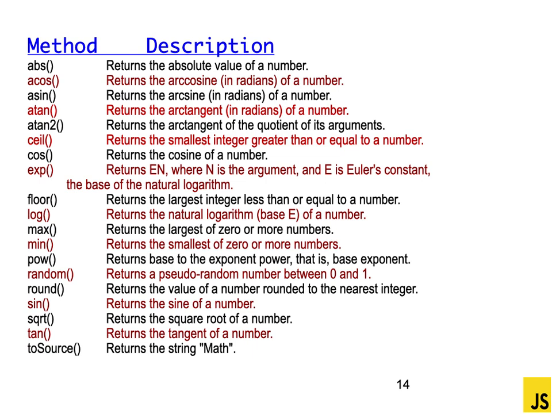round returns the value of a number rounded to the nearest integer. sign returns the sign of a number. sqrt, square root, returns the square root of a number. tan returns the tangent of a number. toSource returns the string Math. So these are some of the methods or functions and their descriptions. Just go through all these functions and their descriptions in your program. You can use these.